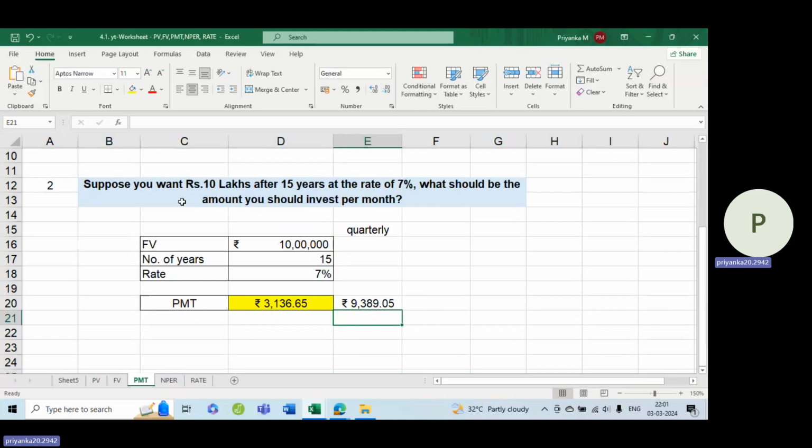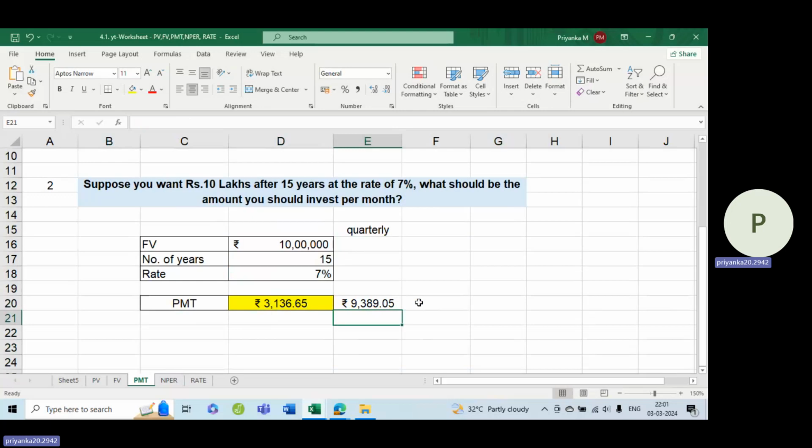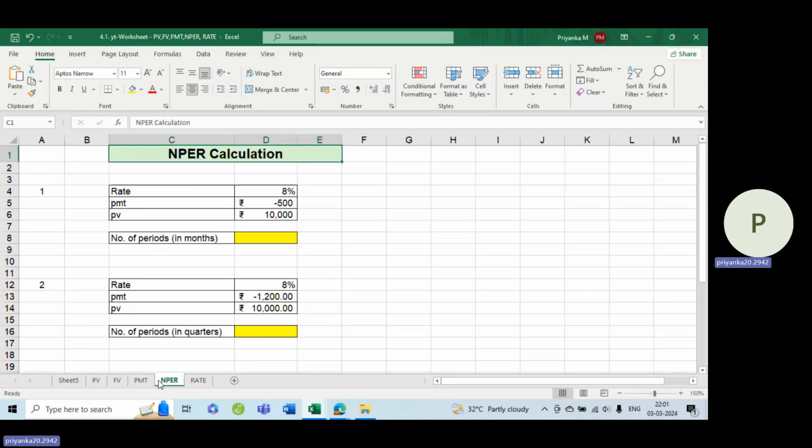Similarly, if they ask for weekly, you should put the same formula and divide it by 52. So this is how it works. If it is half yearly, you're going to do it by 2. Can you all understand it? Okay.